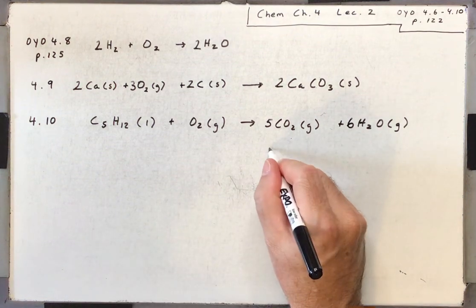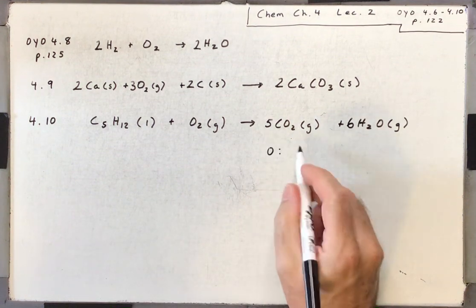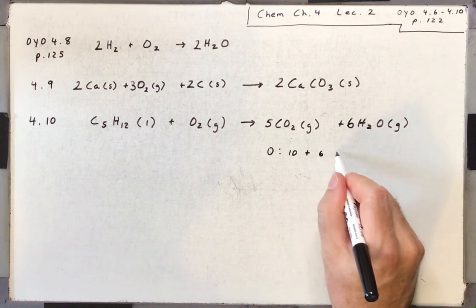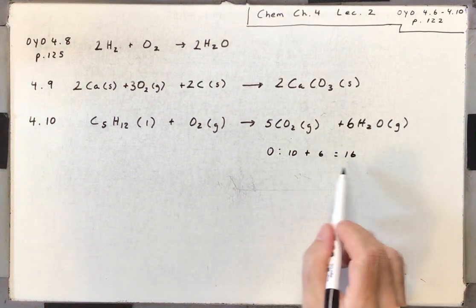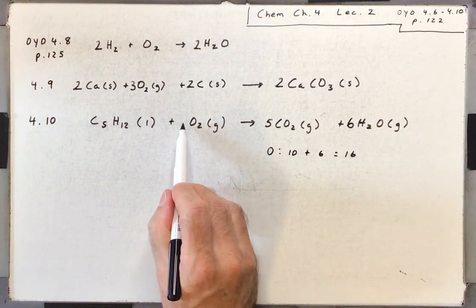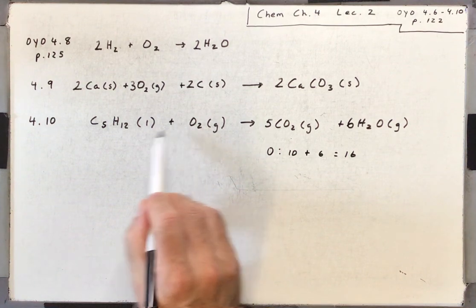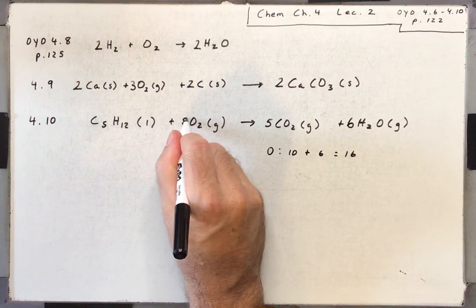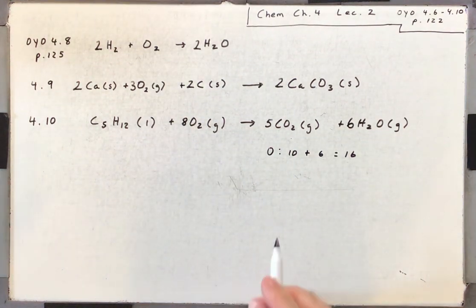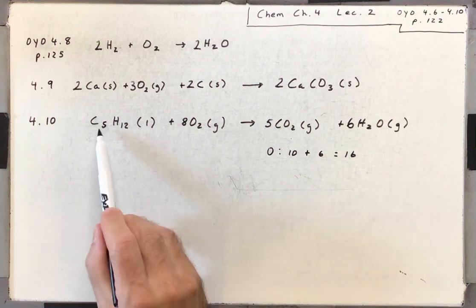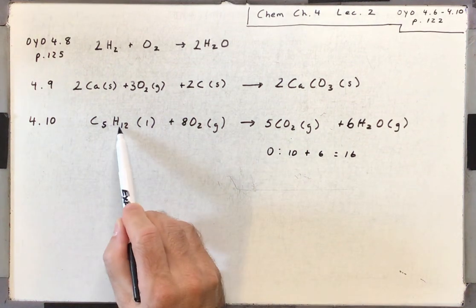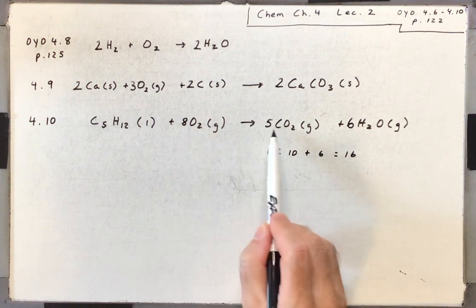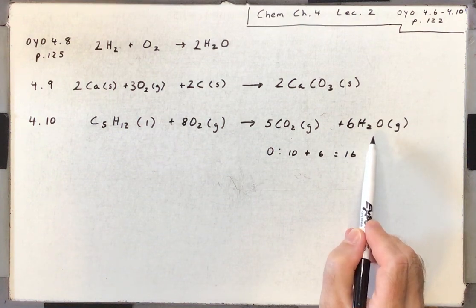Well, for oxygen, I have 5 times 2. I have 10 on the right side plus 6 times 1, 6. I've got a total of 16 on the right. So what number should I put in front of O2 on the left to make it balanced? Well, what times 2 is 16? 8. So you do need to know your multiplication tables to make it easier, but you can use a calculator as well. So now I have 5 carbons on each side, 12 hydrogens on each side, and then I've got 16 oxygens on the left, and 10 plus 6, 16 oxygens on the right.